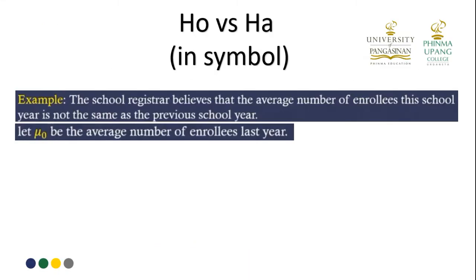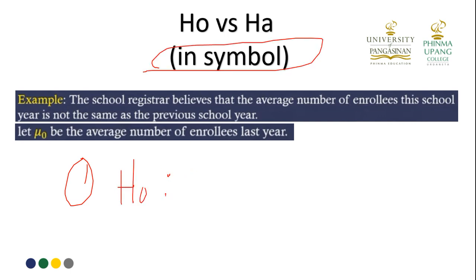Okay po, ito naman. Yung sa null versus HA in symbol naman. The school registrar believes that the average number of enrollees this school year is not the same as the previous school year. Then let mu sub 0 be the average number of enrollees last year. So, ang lalagay natin dito is yung symbol niya. So, number 1, allow me to answer first the number 1 para mas maintindihan natin. Yung H natin daw, in symbol na tayo. Ibig sabihin, kukunin natin yung null and the alternative. Then, gagamit tayo dito syempre ng mu.